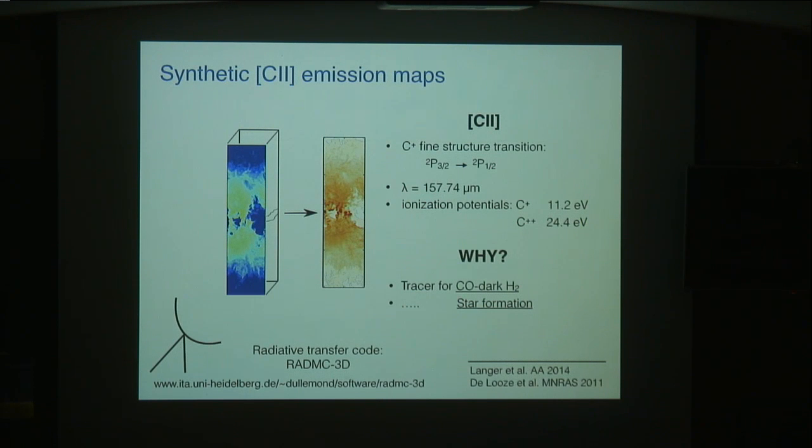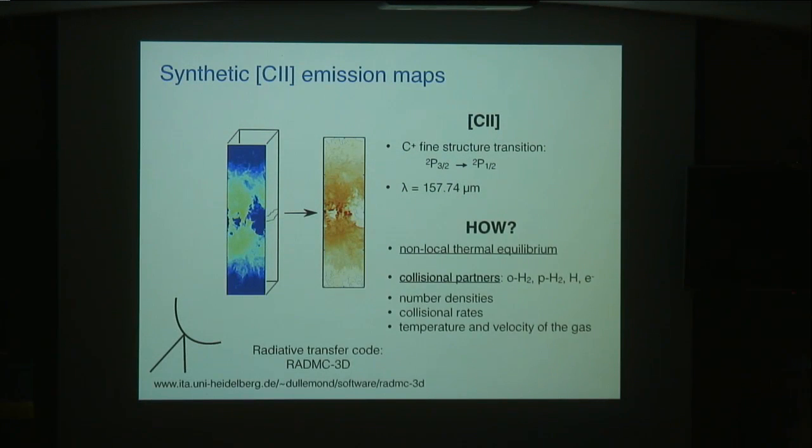So people would like to use observations of the C2 line emission in order to study the CO-dark molecular hydrogen, and also to learn about the star formation rate in galaxies. But to understand those questions, one has to go one step back and understand from which regions of the ISM the C2 line emission actually comes. And this is where we hopefully can help with our simulations. So we don't have a telescope, we have a radiative transfer code. We use RedMC3D. And to make it work, we have to make some assumptions for our calculations.